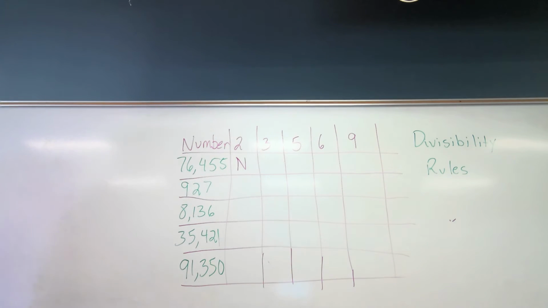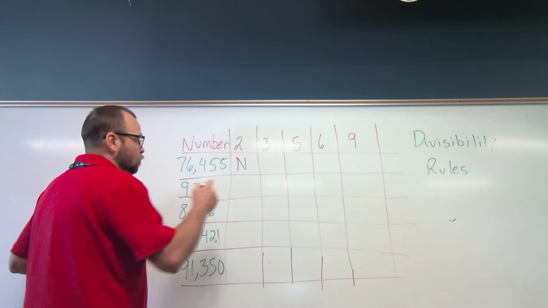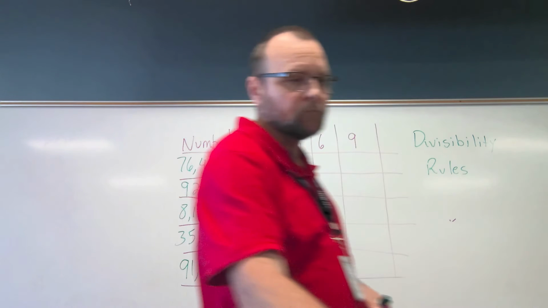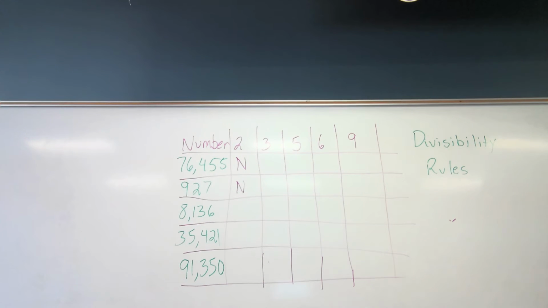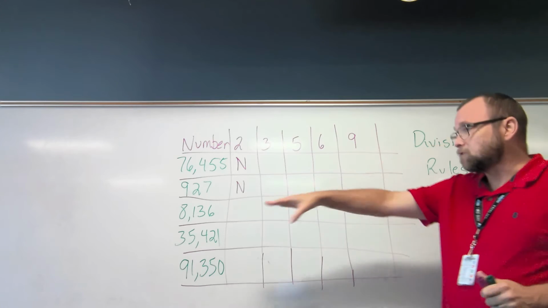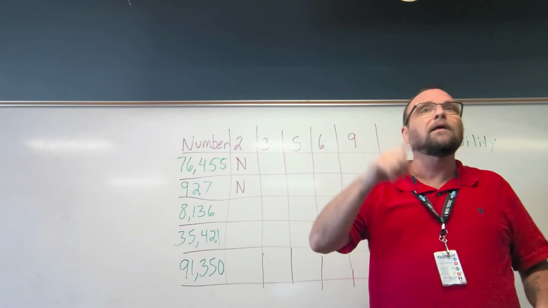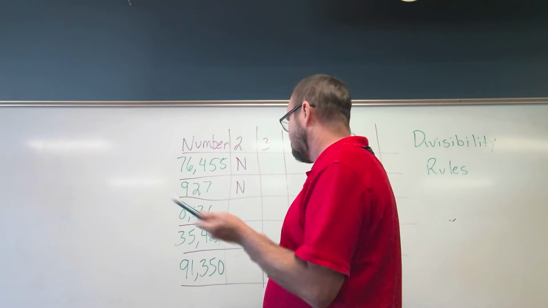Destiny, 927, is that divisible by 2? No. Because it doesn't have a 0, 2, 4, 6, or 8 in the ones place. Ryan, 8,136, is that divisible by 2? Yes. Because the ones place is even. If the ones place has a 0, 2, 4, 6, or 8, then it's got 2 as a factor. It's divisible by 2.